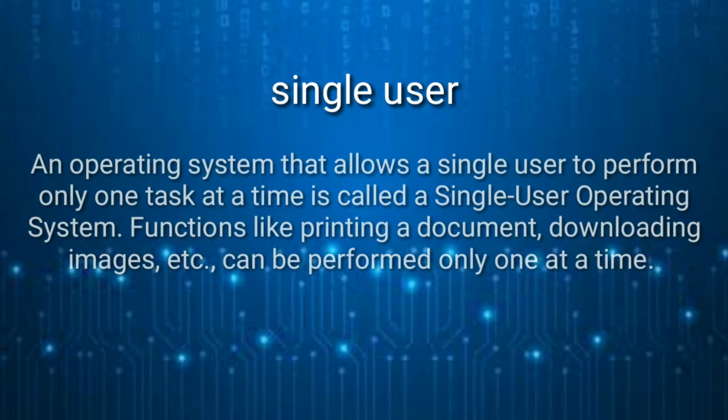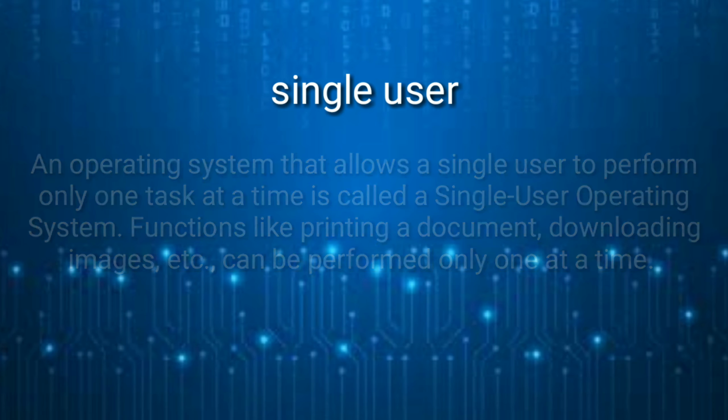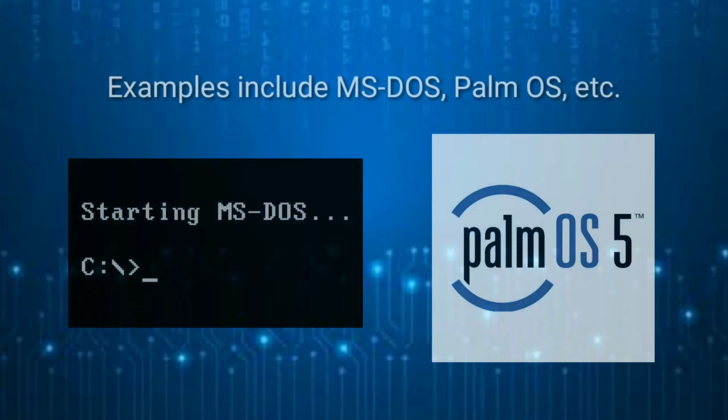What is a single user? It is an operating system that allows a single user to perform only one task at a time, called a single user operating system. Functions like printing a document, downloading images, etc., can be performed only one at a time. Examples include MS-DOS, CP/M, etc.